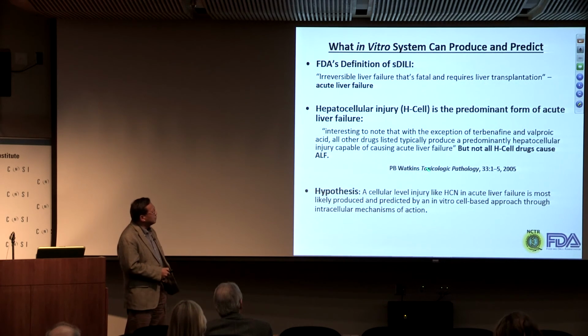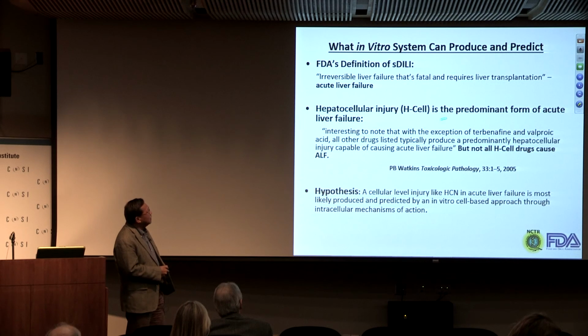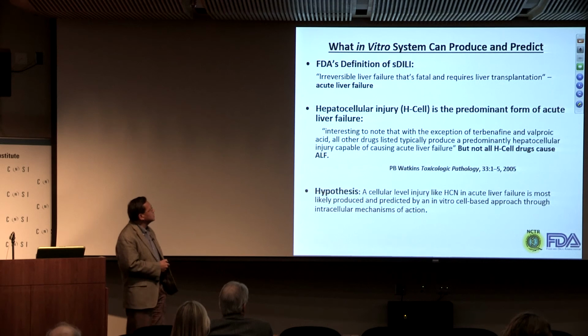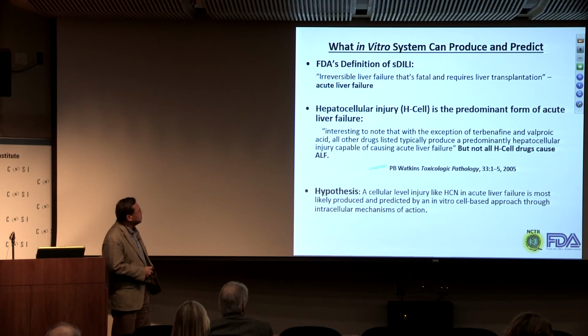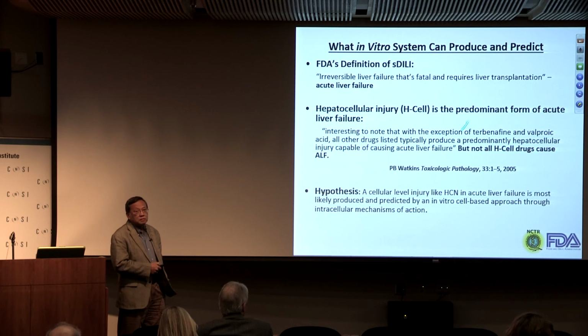Paul Wilkins made a very interesting observation in 2005. He surveyed 18 drugs withdrawn between 2000 and 2006. He found only two drugs, terbinafine and valproic acid, that did not involve hepatocellular injury. The other 16 involved hepatocellular injury. So hepatocellular injury is dominant in acute liver failure, and we believe it most likely involves only the human hepatocytes.